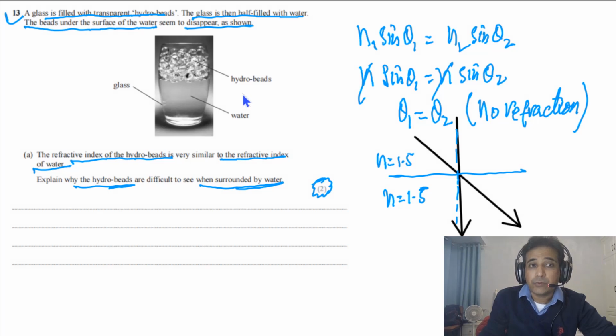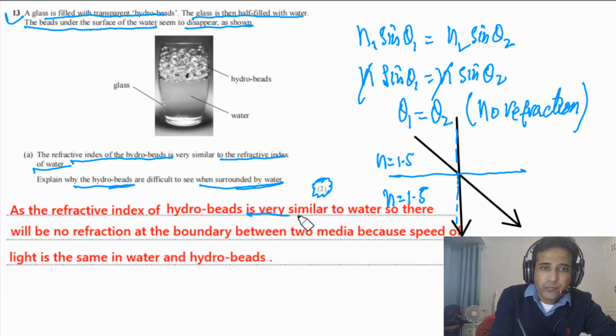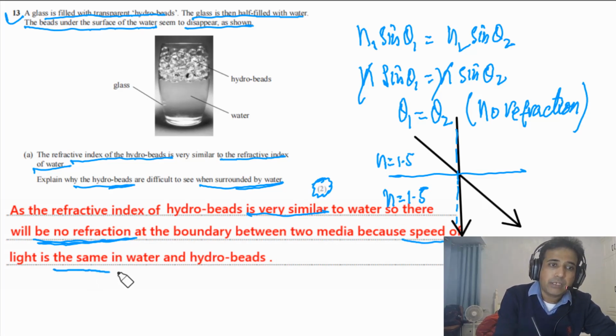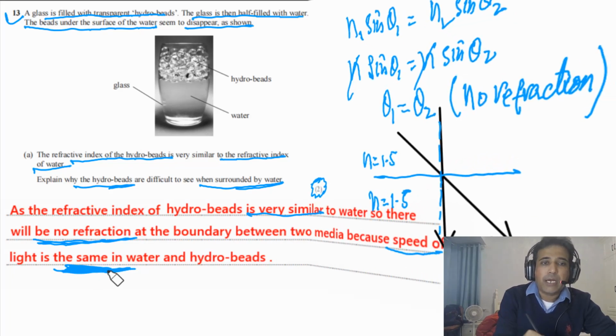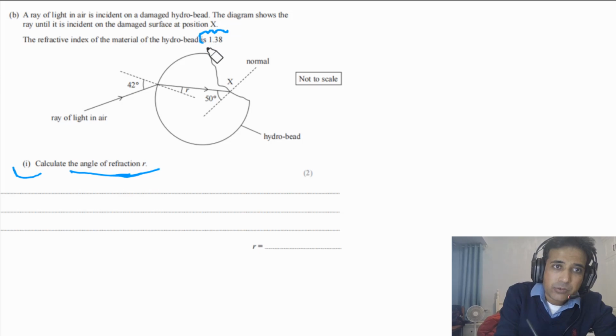For simplicity, if you see this kind of question where the refractive index is the same, you will not be able to see, and this question is very common. You can mention these 2 points in your answer. So this is how you can answer this question. First point, refractive index is very similar, so it means there will be no refraction at the boundary. As you can see, light will go in a straight line. Second point, you can say speed is the same in these two media.